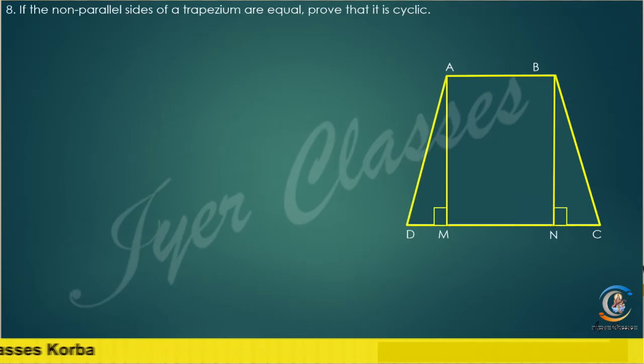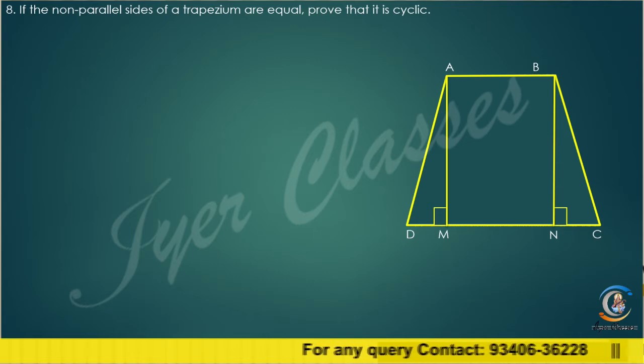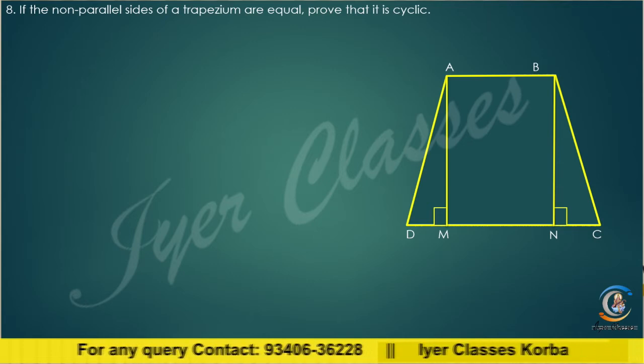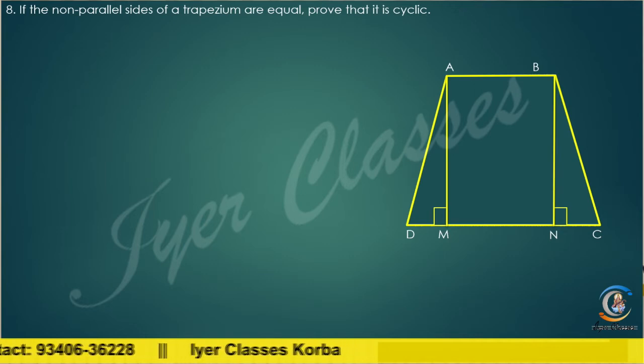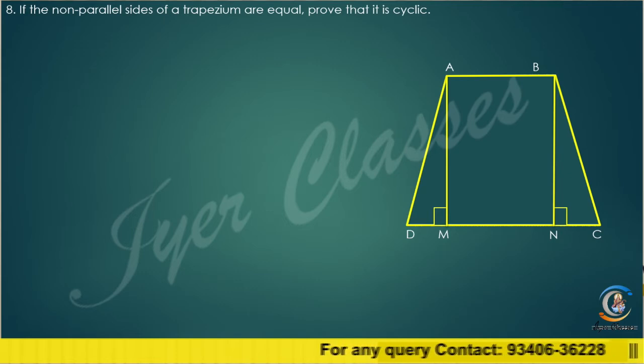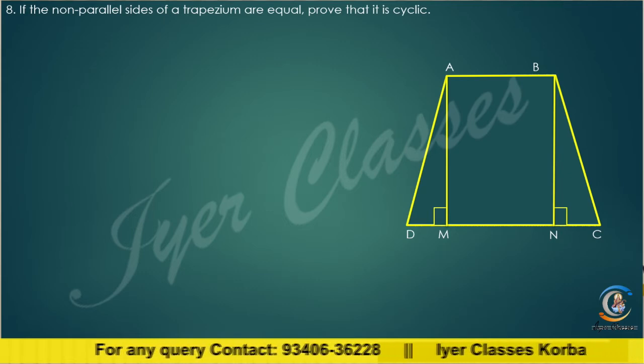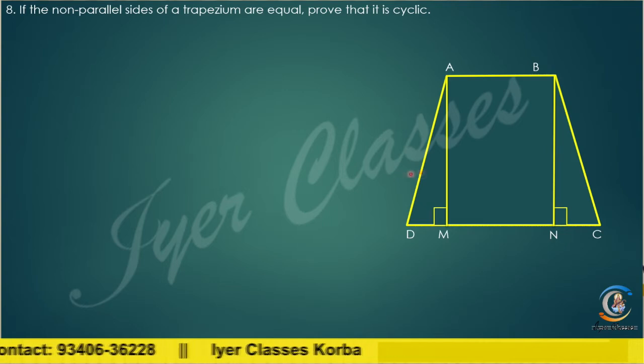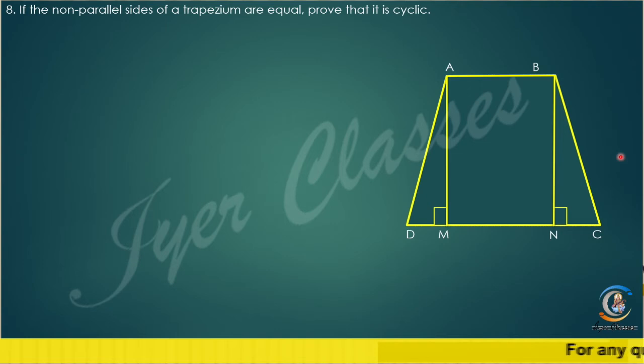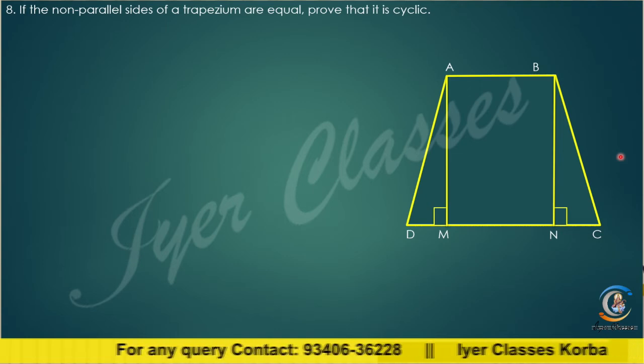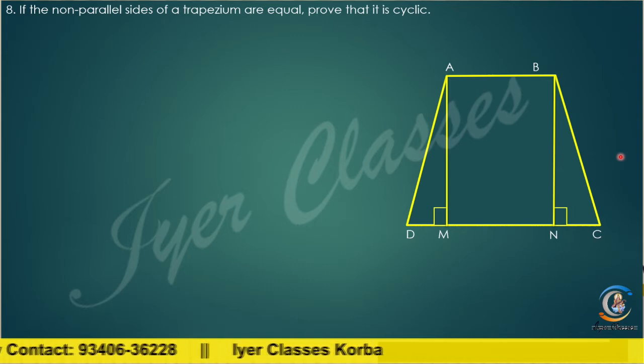Now let us move on to the 8th question. It says that if the non-parallel sides of a trapezium are equal, then we have to prove that it is a cyclic quadrilateral. You are given that the figure ABCD is a trapezium, and you are supposed to prove that it is cyclic if the non-parallel sides are equal to each other. A cyclic quadrilateral is one in which all 4 points lie on the circle, right?